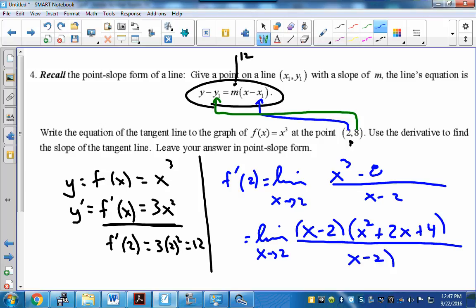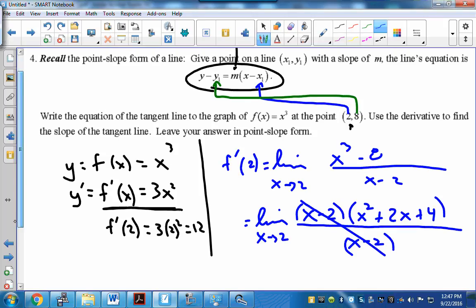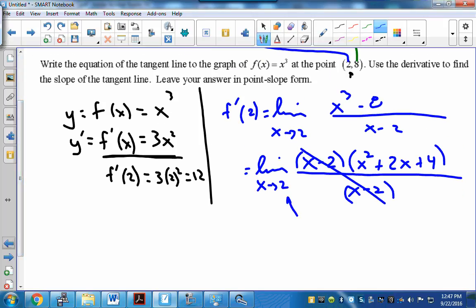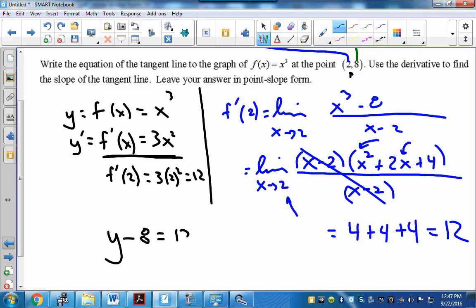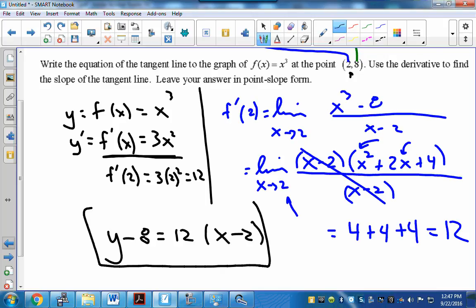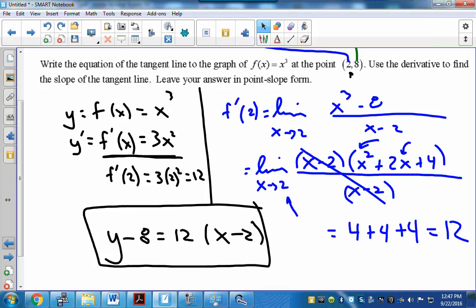Okay, so factored, now you can cancel, and then you can substitute. So we're substituting 2 right into there and there. This works out to be 4 plus 4 plus 4, which is 12. The direction said to leave it in point-slope form. So y minus 8 equals 12 times x minus 2. Done.